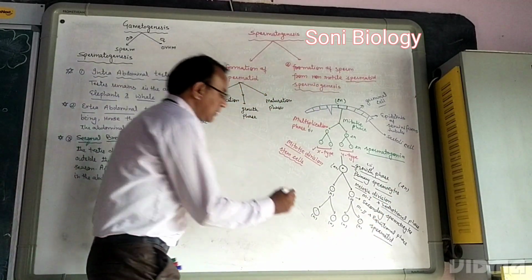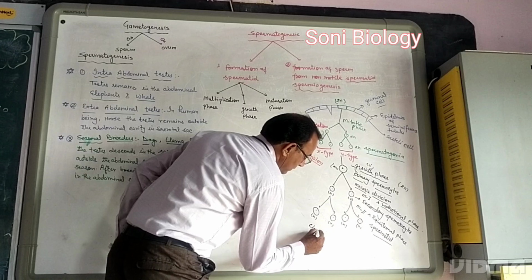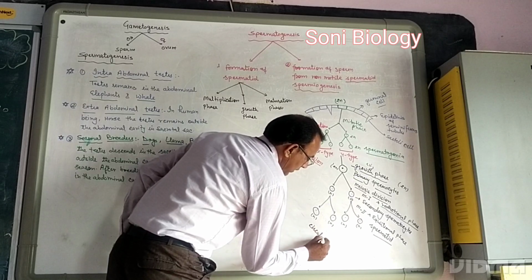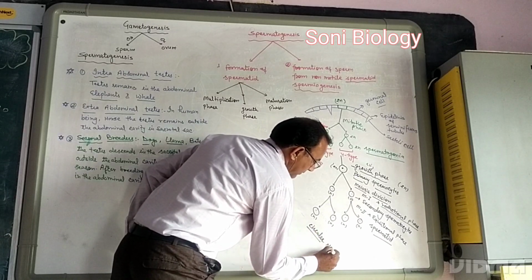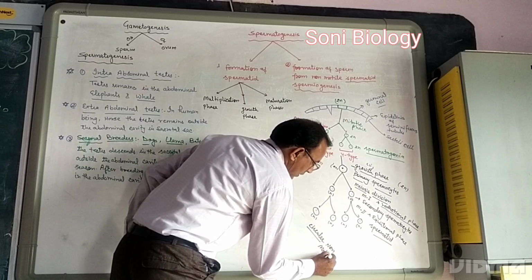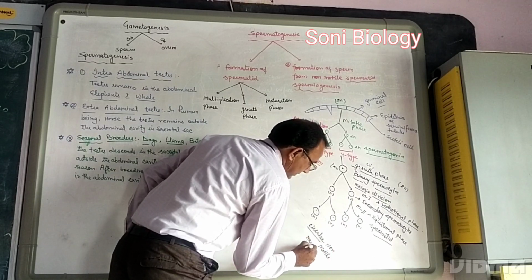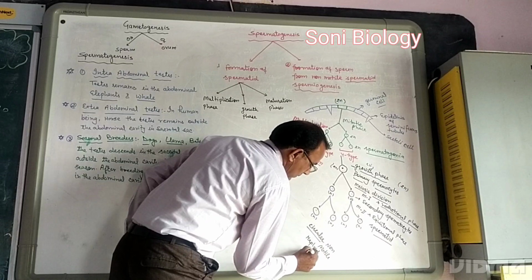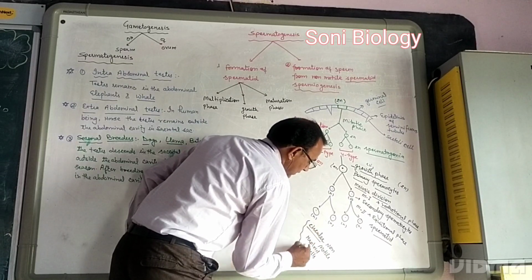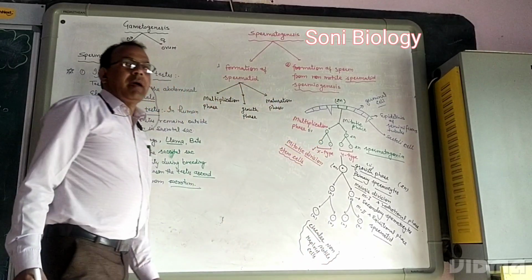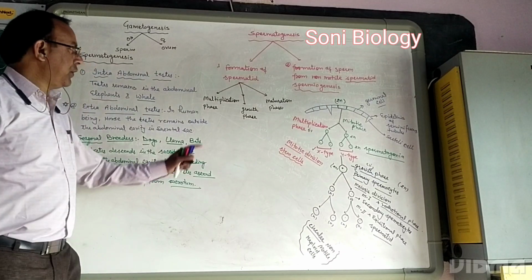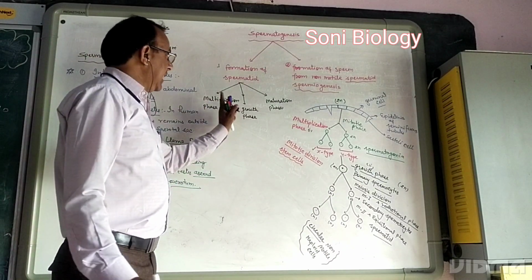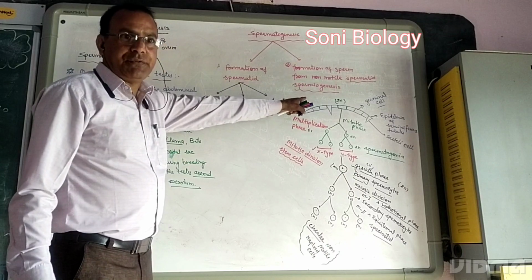Spermatid is a circular non-motile haploid cell. The first phase is complete. Then the process enters into the second phase.